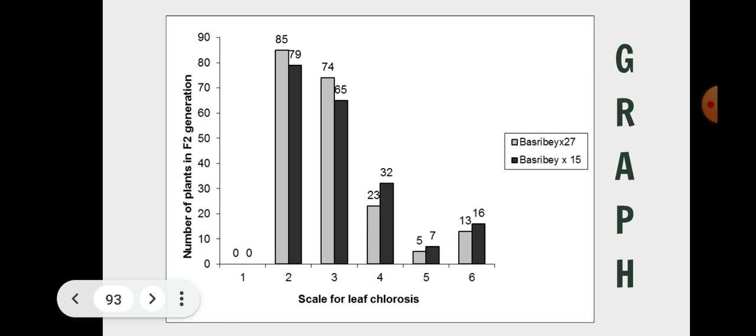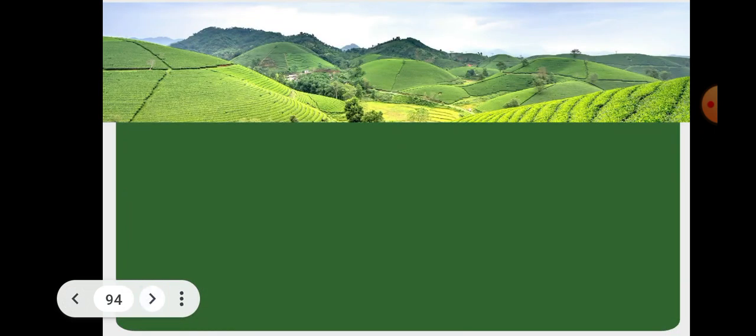Here is a graph which shows the data which was obtained through this research. On the horizontal axis, we have the scale for leaf chlorosis, which indicates the severity of chlorotic symptoms, and on the vertical side, we have the number of plants in the F2 generation. As we can see, different populations are showing different ranges of chlorotic symptoms, where some of them have high numbers, some of them have a low range, and the first variety has 0 values for the ranges. Mystery Bay is the city in which this research was conducted. This research is mainly showing that chlorosis is actually differently distributed in different varieties and populations of plants depending upon their susceptibility to different kinds of internal and external factors.